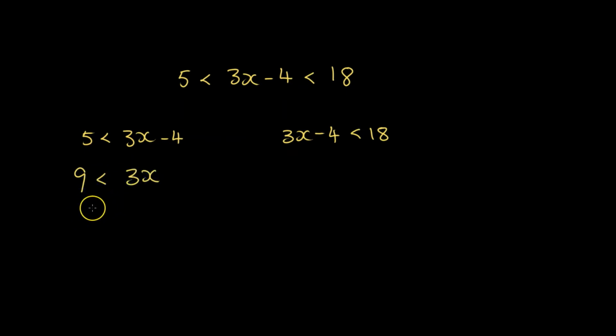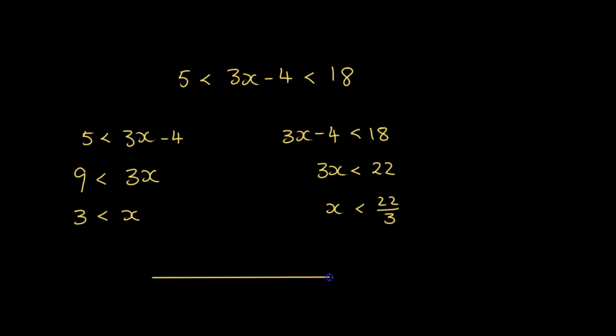Divide through everything by 3. 9 divided by 3 is 3. And that 3x becomes x. Perfect. On this right hand side, I'm going to do exactly the same thing. We're going to add 4 first. Then divide through by 3. That gets us 22 over 3. So have a go at representing this on a number line. And I'll just show you the solution here.